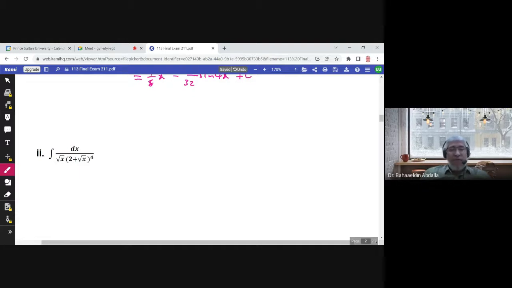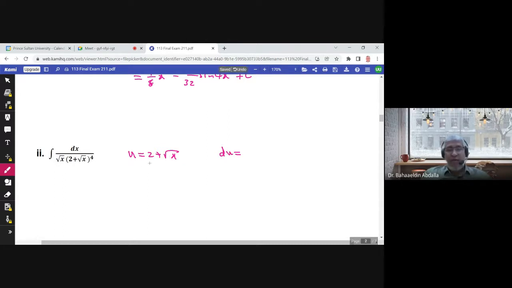Well, here I have square root of x. I have 2 plus square root of x. If you just take u equals 2 plus square root of x, then you can solve this problem using substitution. And we studied substitution in section 5.5. For more examples, please go to section 5.5.